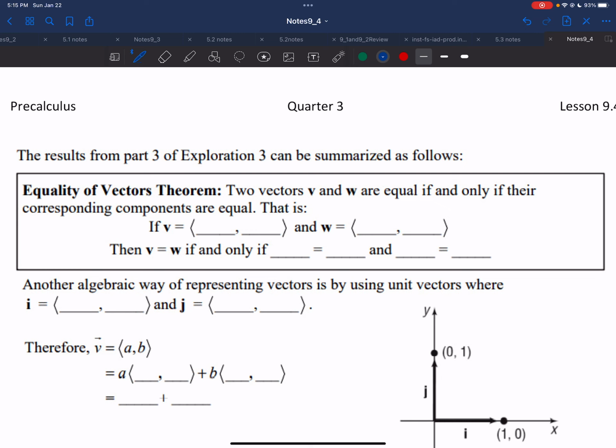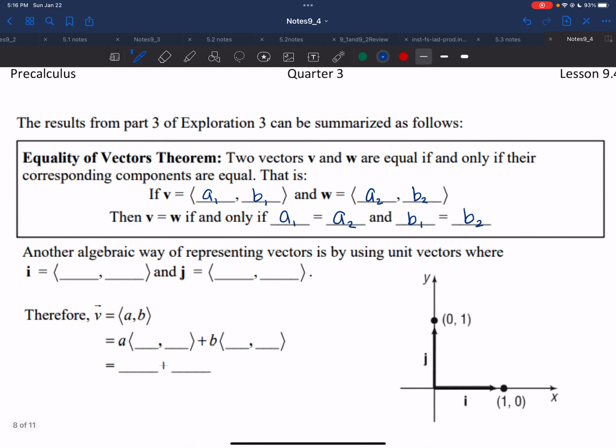So v is made up of a1 and b1. Those are our two values. And w is made up of a2 and b2 because it starts somewhere else. Then v is equal to w if and only if your a1 component, meaning how long it is, is equal to how long your other one is, and how high or low it is is the same as the other one's. So if one starts here and goes, and one starts over here and goes, but they both have the same x and y components, then they could be equal.